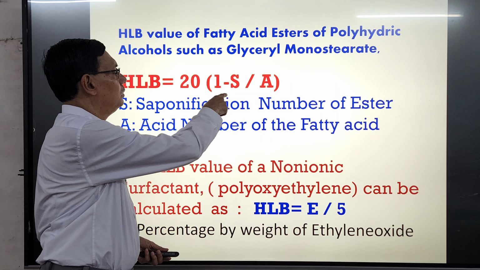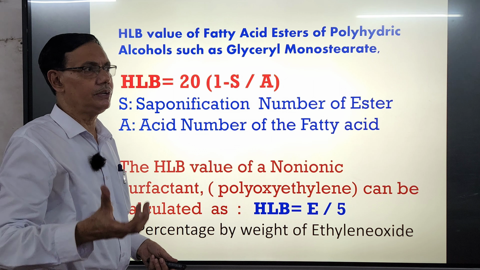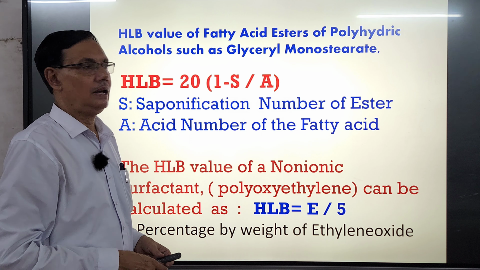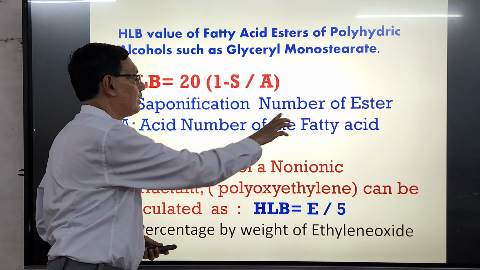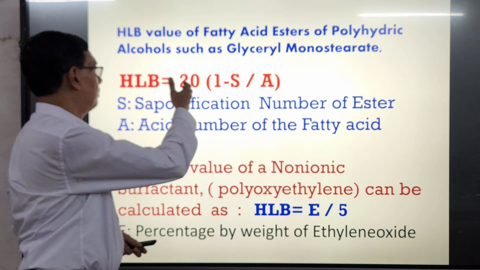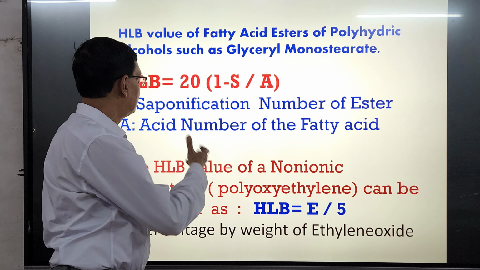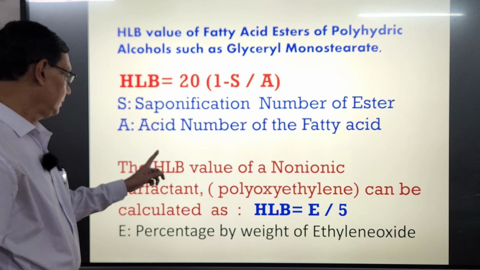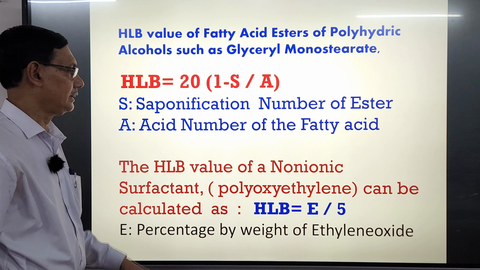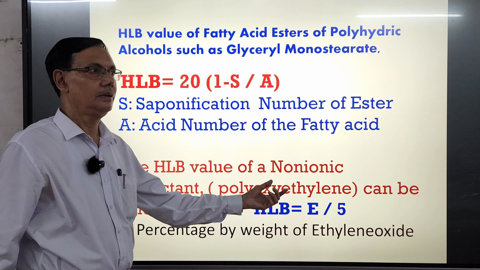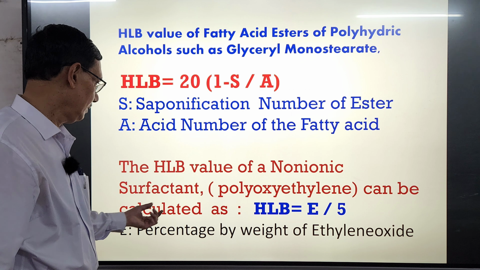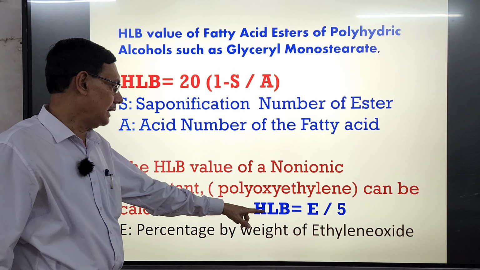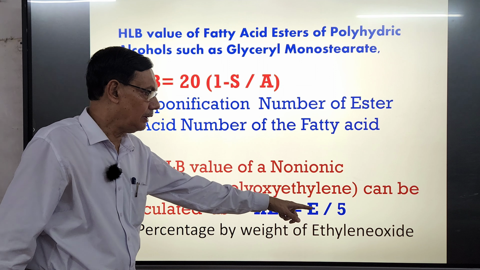S is the saponification value or saponification number of the ester, and similarly, A is the acid number of the fatty acid. By that method, one can determine the HLB value. There are some other methods also: the HLB value of a non-ionic surfactant like polyoxyethylene can also be calculated, but the formula is slightly different. Here HLB equals E divided by 5.